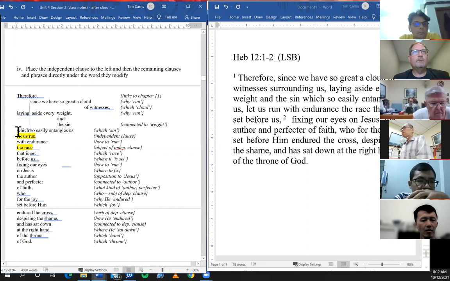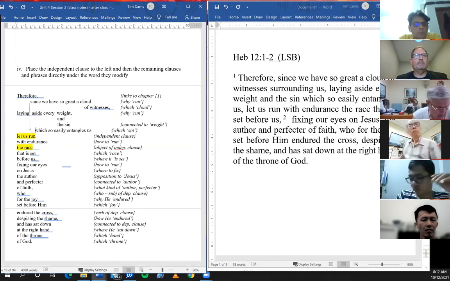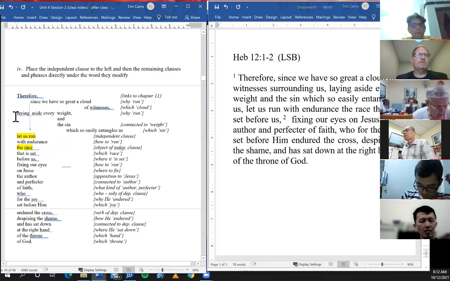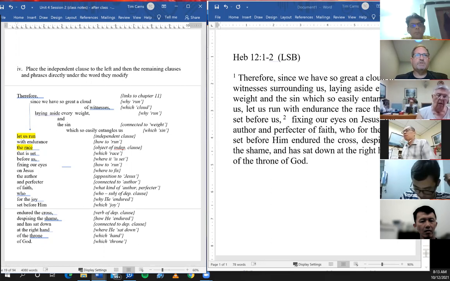Which sin, which weight? Okay, we said that modifies sin and perhaps weight. And then let us run. That's my independent clause. Oh, sorry, I skipped one. Laying aside. We said that also is modifying run because it's describing why or how. I think I got that wrong. How we run.